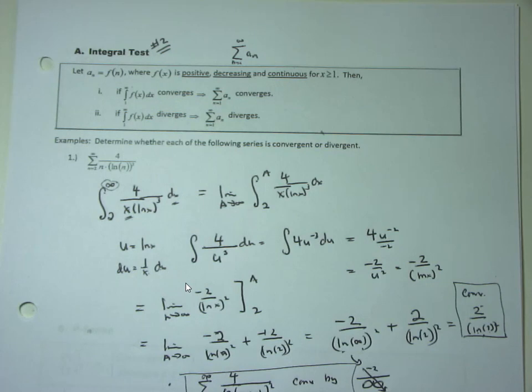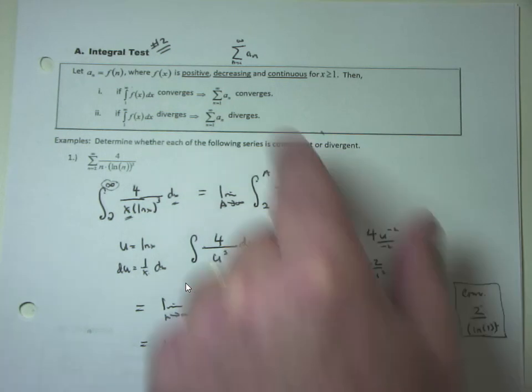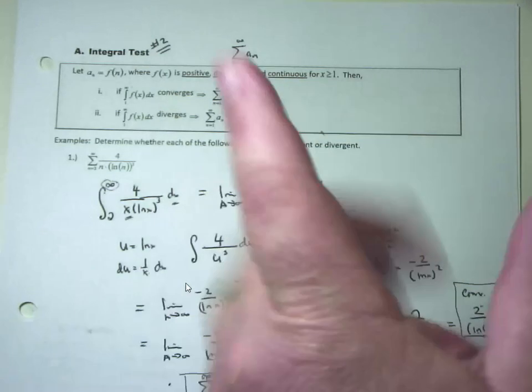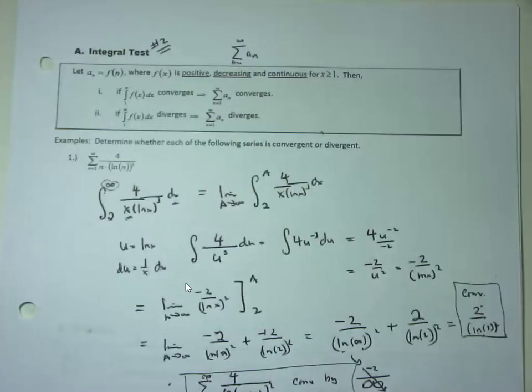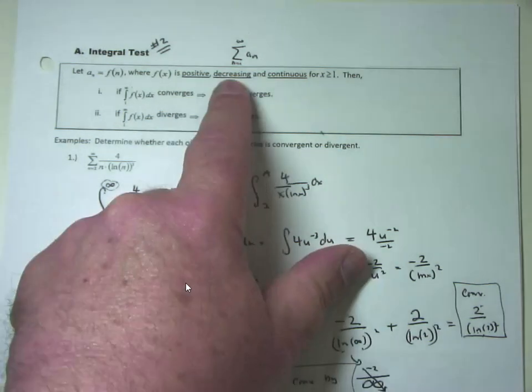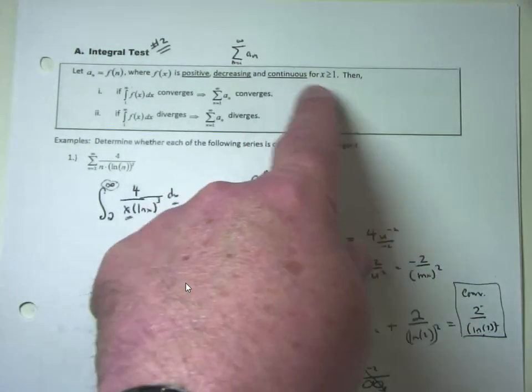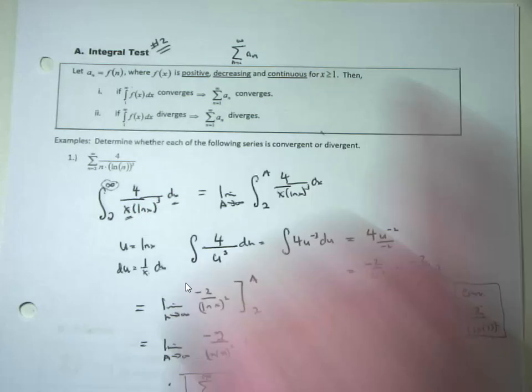Positive means it's got to be above the x-axis when you graph it. Decreasing means this derivative is going to be negative. It should be sloping down, because if it slopes up and you're going to be integrating, adding it up, it's going to blow up to infinity. It's got to be actually going down. As you add smaller and smaller numbers, hopefully you'll be able to add it up to get a number out of it. So it's got to be positive, decreasing, and continuous for x's that are greater than or equal to 1. Now here's the big deal.